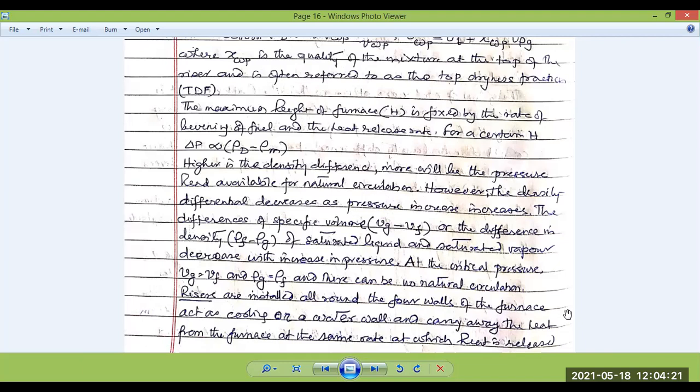Risers are installed all around the walls of the furnace, act as a cooling or water wall, and carry away the heat from the furnace at the same temperature at which the boiler is being used.